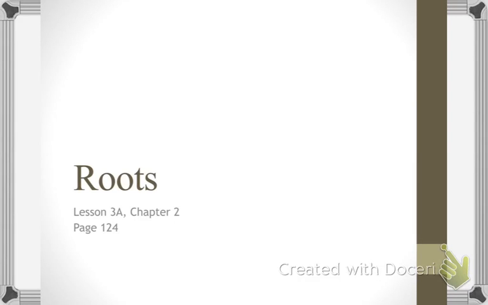Today we're going to be learning about roots. That includes square roots and cube roots. Make sure that you set up your notes like you're supposed to, the Cornell way, and that you have the topic and essential question listed on your notes.